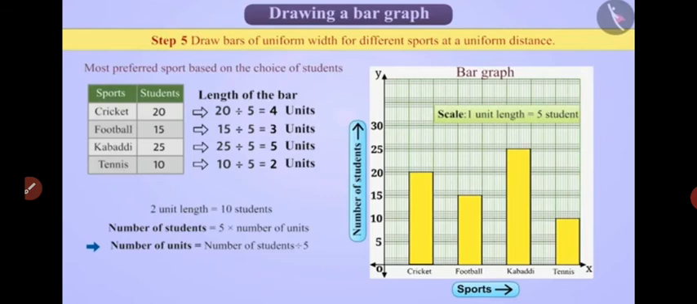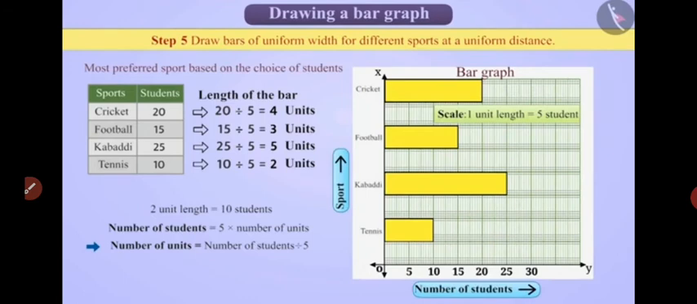Remember, it is not necessary that a bar graph has to be vertical. The same data can be represented by interchanging the positions of games and number of students. We can also show the bar graph horizontally. Looking at this bar graph, one can easily tell that Kabaddi is the most preferred sport in the class.